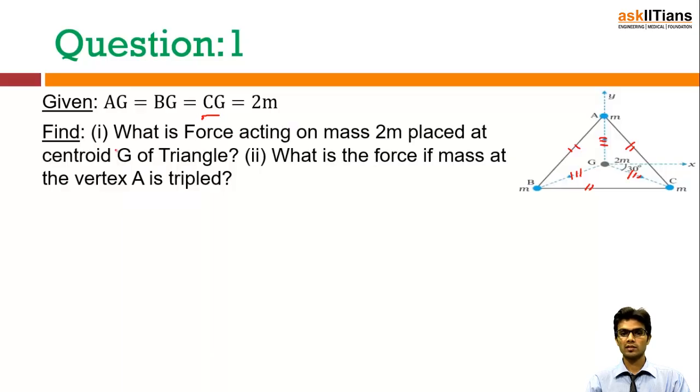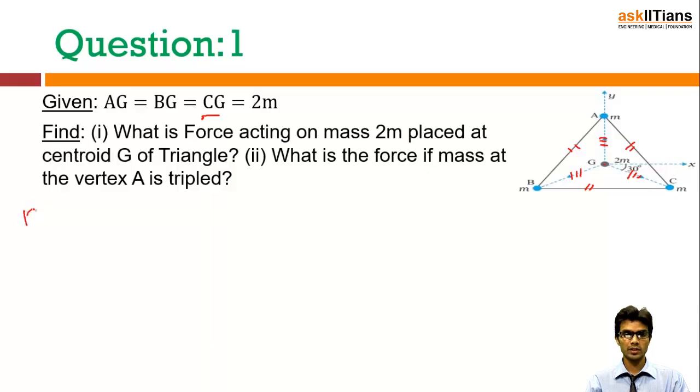So we have to find what is the force acting on mass 2m placed at the centroid G of the triangle. Now we have to find how much force is acting here at G. Here the system has 4 masses, so we have to find the force at G due to the mass at A, the mass at B and the mass at C. We know that gravitation is attractive in nature, so we can solve that.